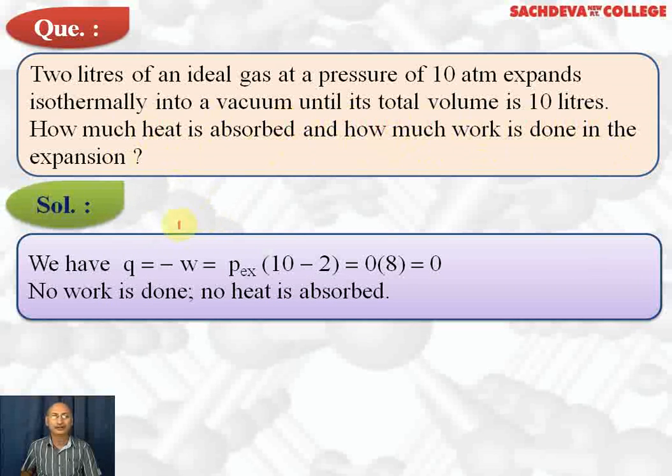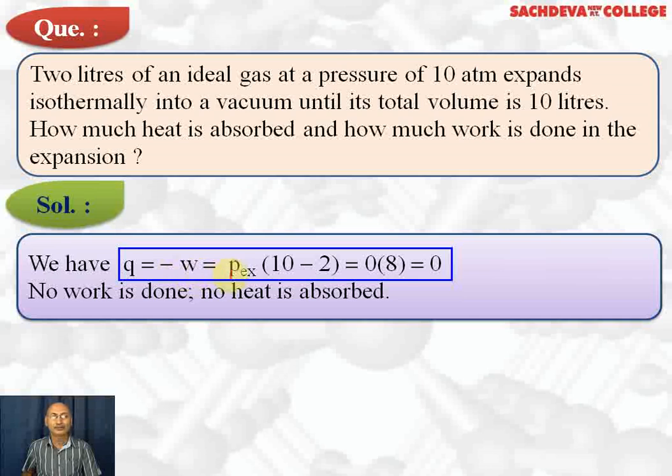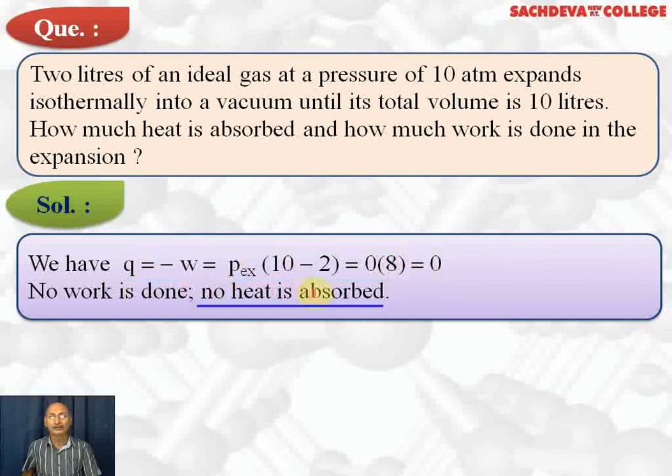So how do we solve it? We have Q is equal to minus W, which is equal to P external into V2 minus V1, means final volume minus initial volume, which will give you 8. But P external is 0, so 0 into 8 will become 0. No work is done and no heat is absorbed in this process because there was vacuum. Vacuum means pressure is 0.